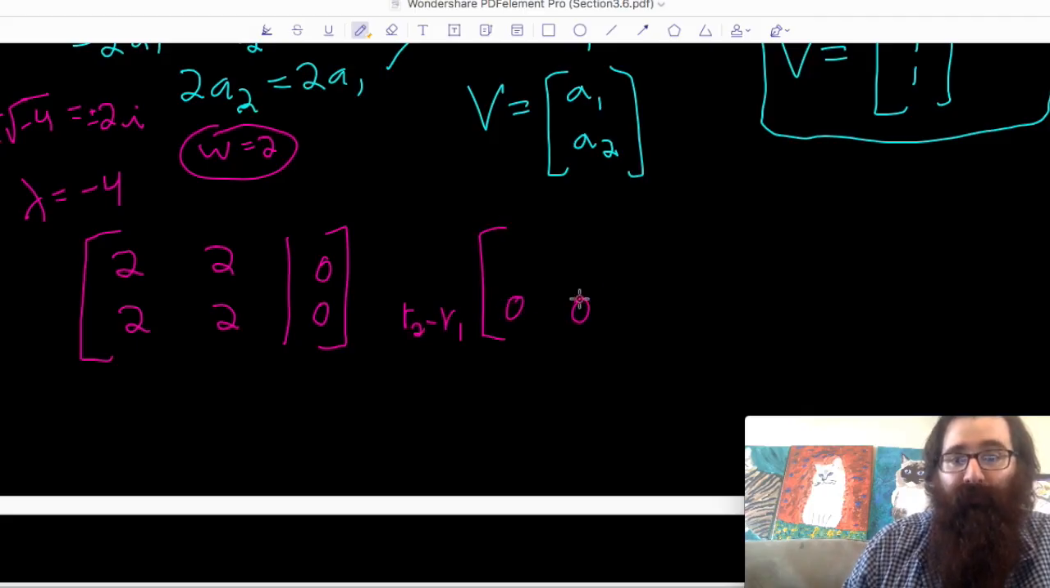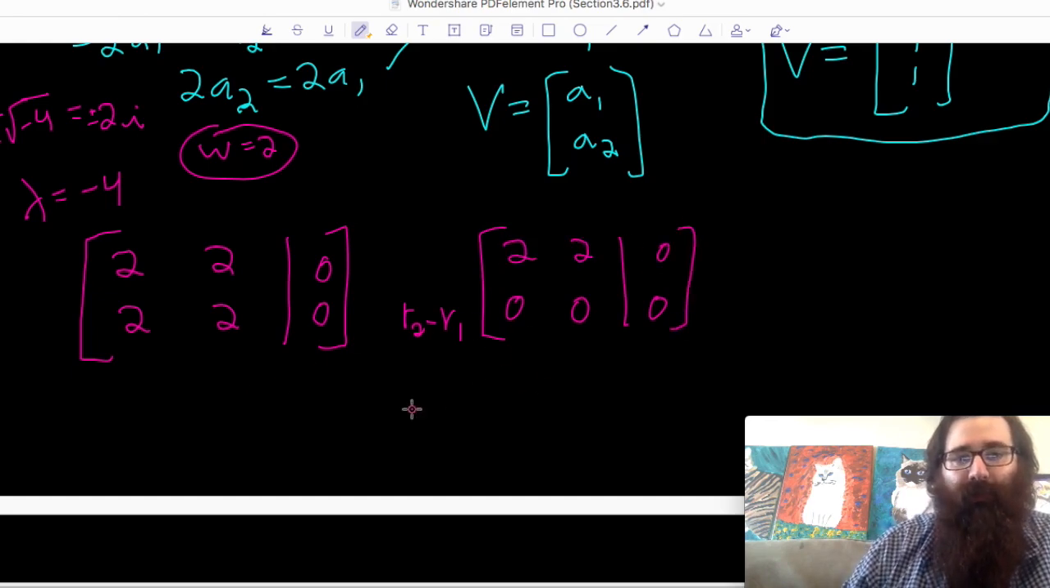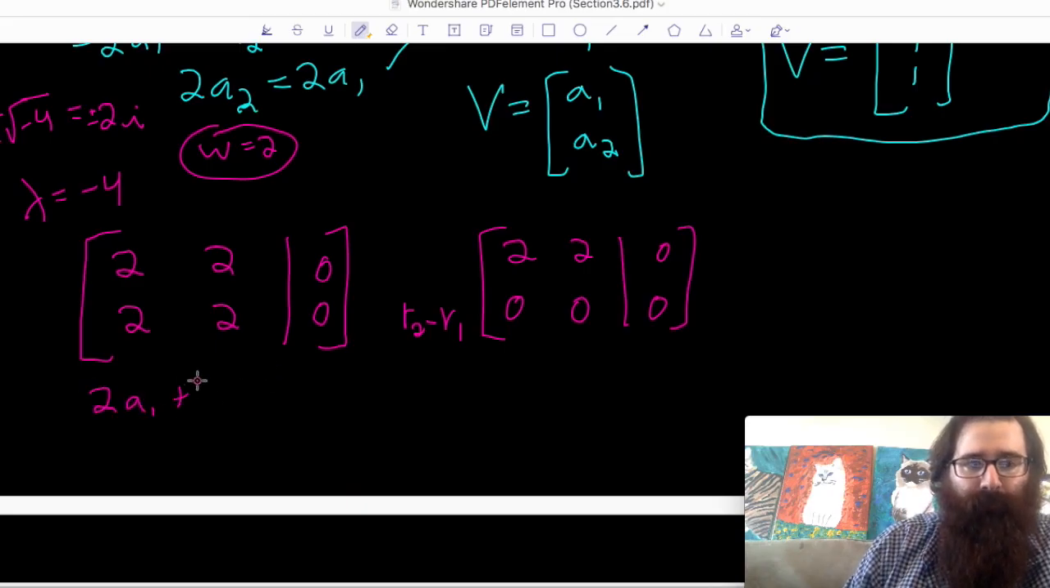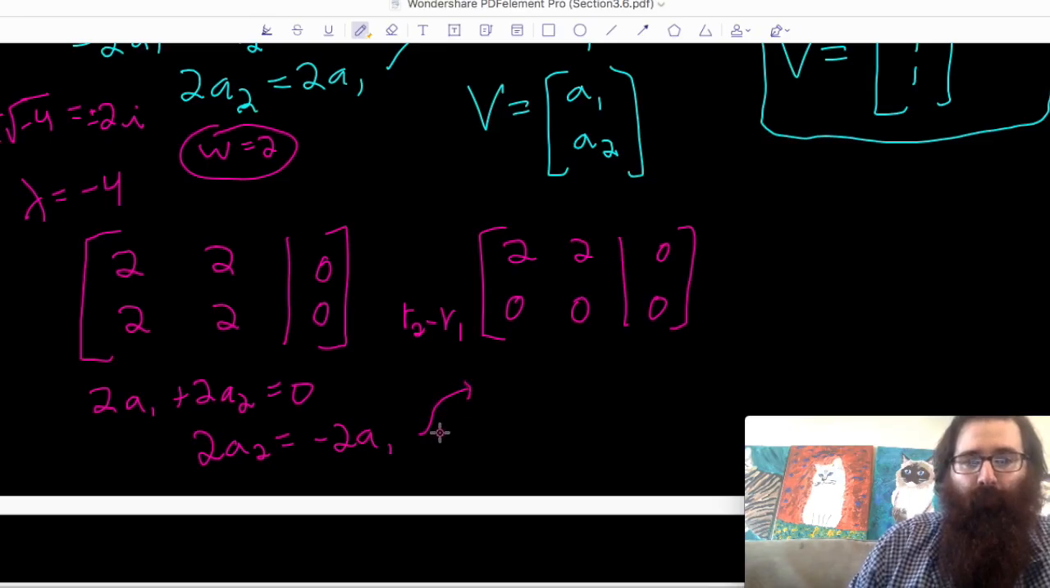Gives me a row of all zeros at the bottom. And I'm left with this top row, 2, 2 augmented with 0. And again, trying to build a relationship from this, we would say, okay, 2 times a sub 1 plus 2 times a sub 2 is equal to 0. Or it follows then that 2 times a sub 2 is equal to negative 2 times a sub 1, or furthermore dividing by 2 that a sub 2 is equal to negative a sub 1.